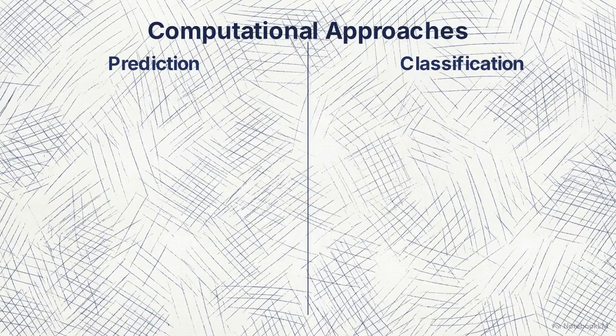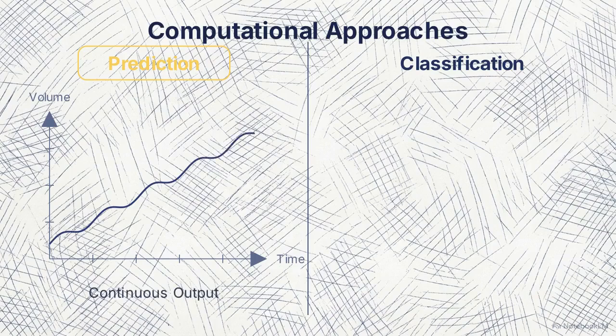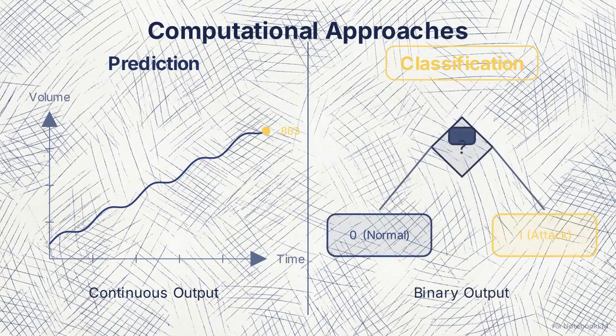The first approach is prediction. This involves forecasting continuous, open-ended metrics, like estimating exactly how much network traffic a server will process tomorrow. The second approach is classification. This requires the system to make strict, discrete binary decisions, such as determining whether a specific data packet is a malicious attack or simply normal traffic.